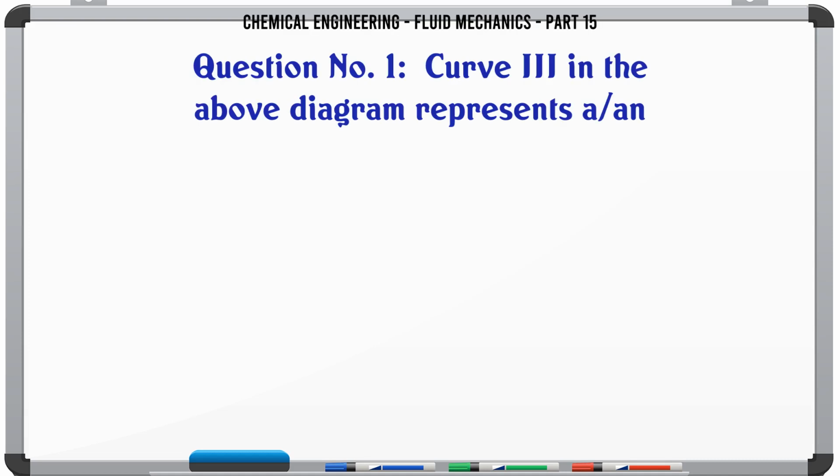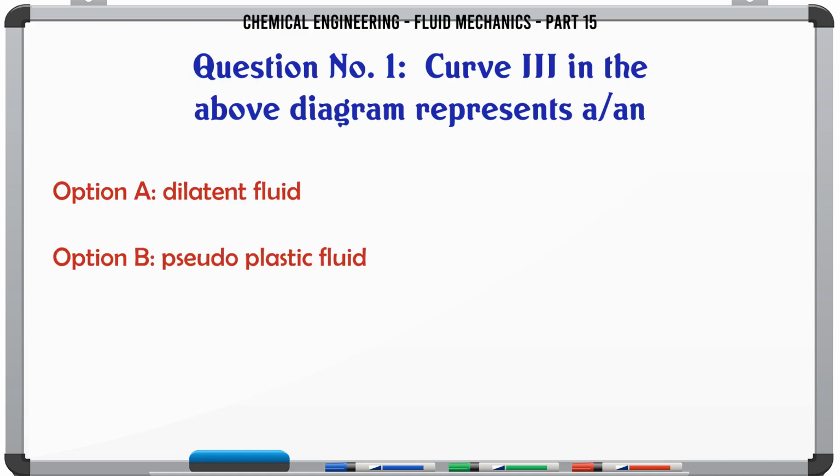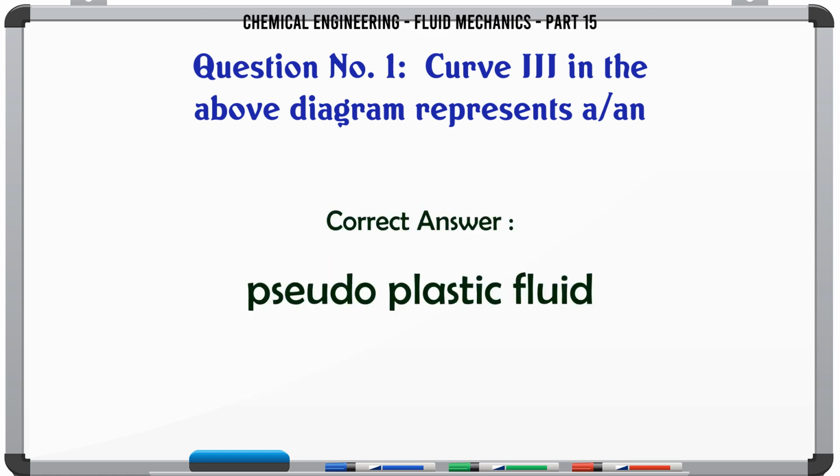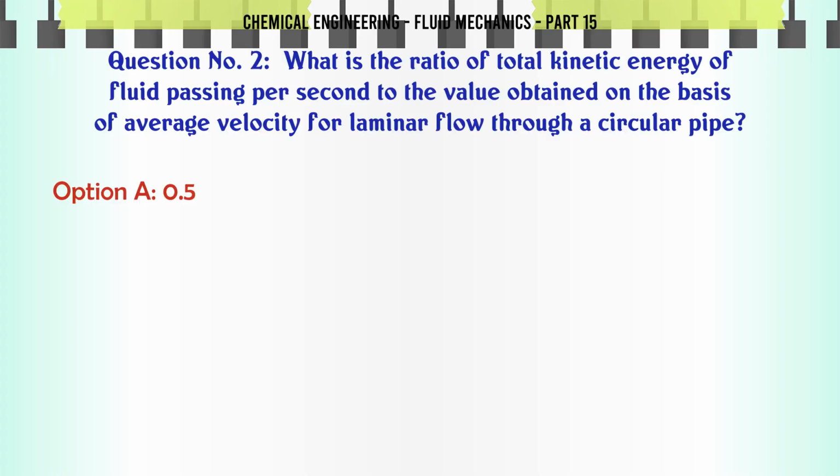Curve 3 in the above diagram represents a: A, dilatant fluid; B, pseudoplastic fluid; C, ideal plastic; D, none of these. The correct answer is pseudoplastic fluid. What is the ratio of total kinetic energy of fluid passing per second to the value obtained on the basis of average velocity for laminar flow through a circular pipe? A, 0.5; B, 1; C, 1.5; D, 2. The correct answer is 2.